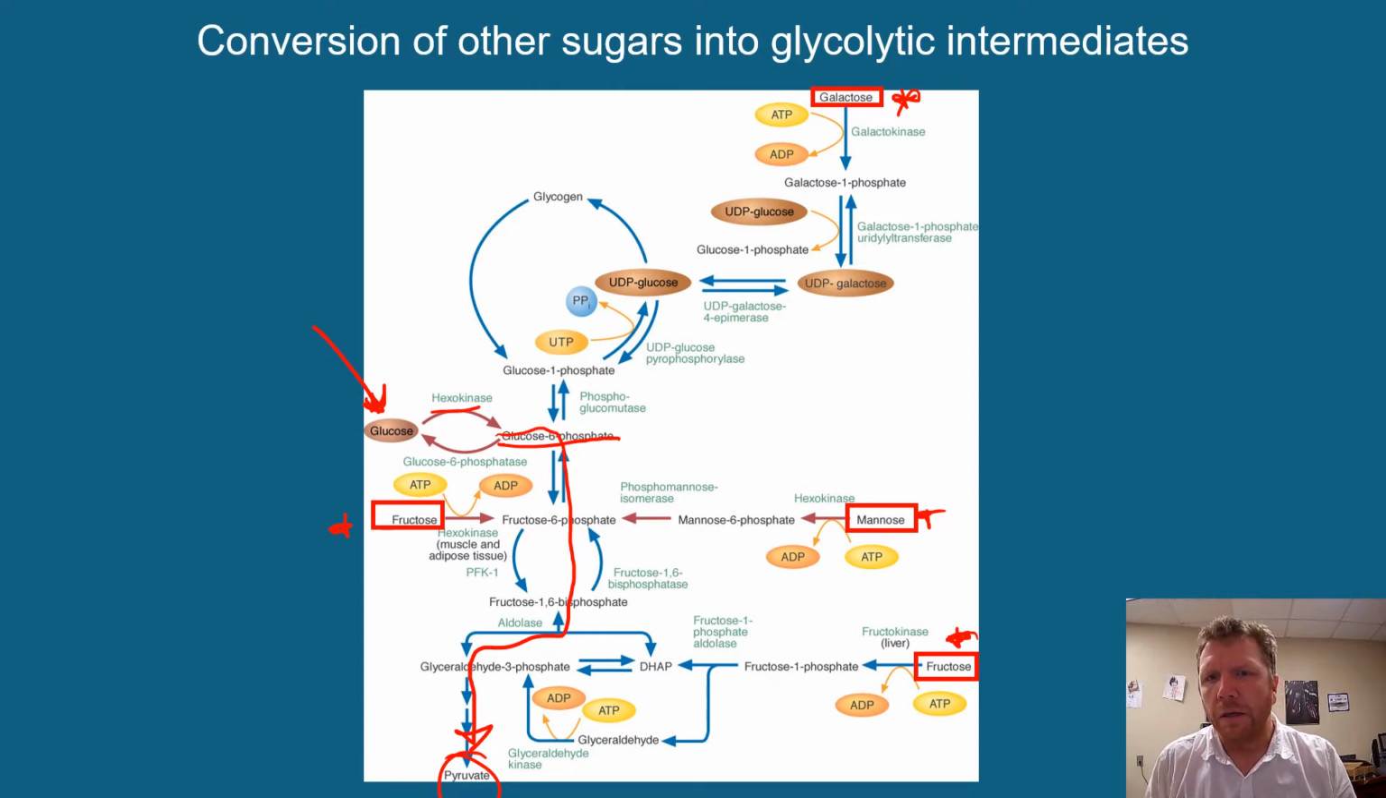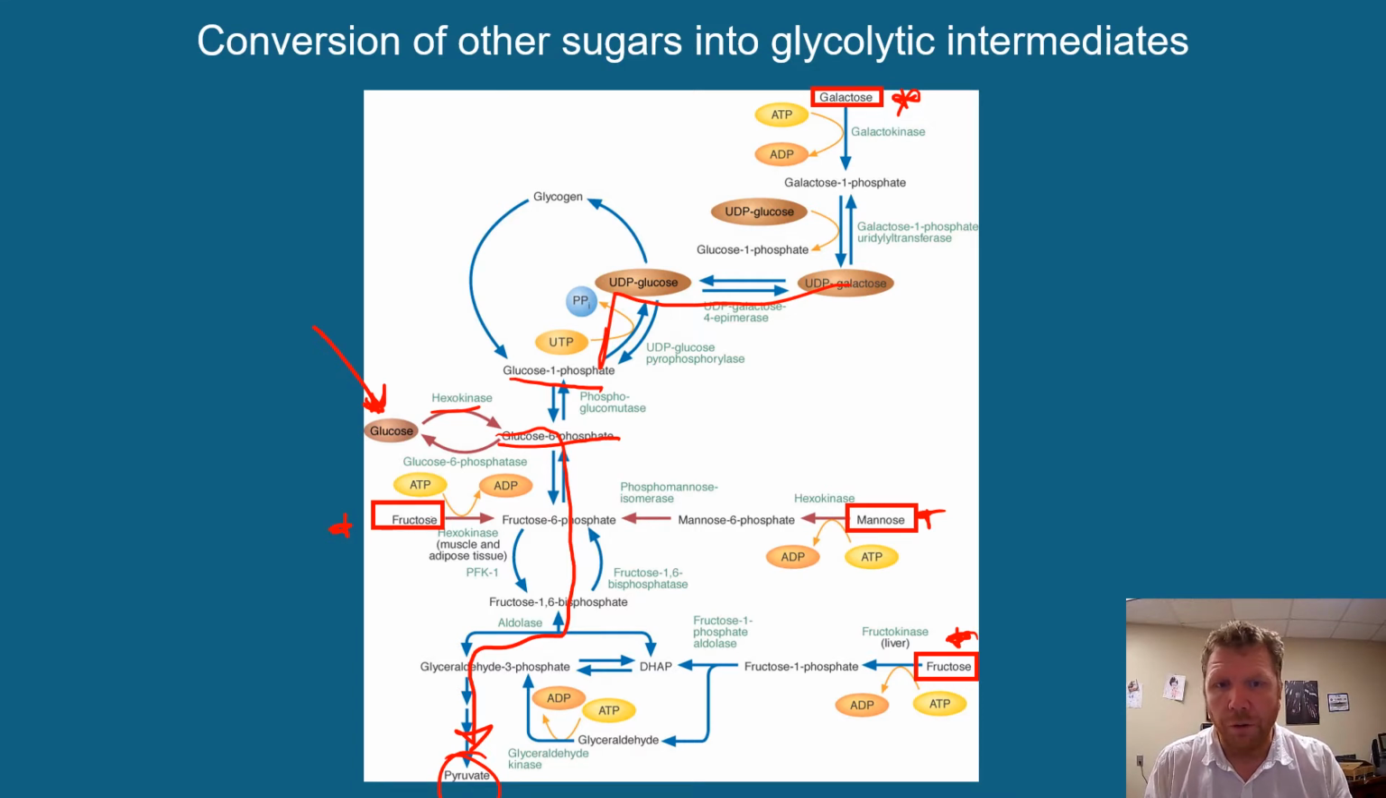For instance, galactose gets phosphorylated to make galactose 1-phosphate. That galactose then has to be converted ultimately to make its way to glucose 1-phosphate and then to glucose 6-phosphate. And obviously there's a little bit involved to get there, but ultimately it can.